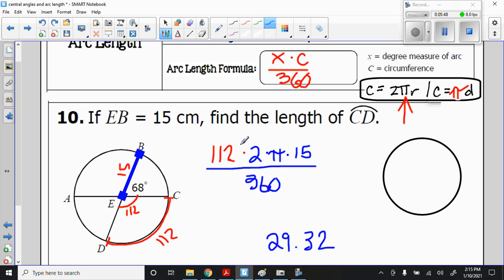I put this exactly in the calculator: 112 times 2 times pi button times 15 divided by 360. Hit equals. That's exactly what I did. Got 29.32.